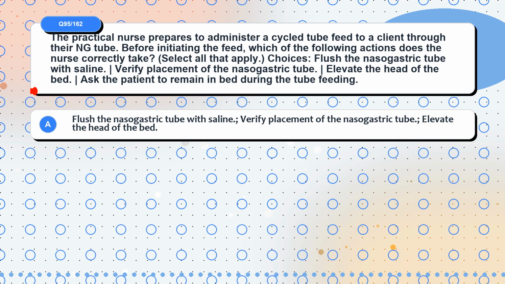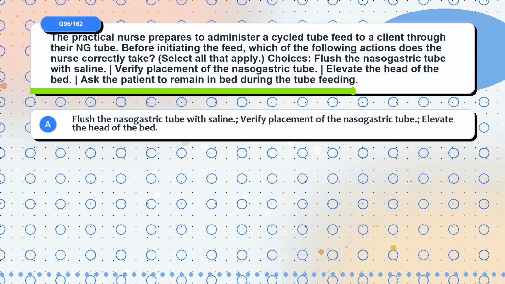Question 95. The practical nurse prepares to administer a cycled tube feed to a client through their NG tube. Before initiating the feed, which of the following actions does the nurse correctly take? Select all that apply. Choices: flush the nasogastric tube with saline. Verify placement of the nasogastric tube. Elevate the head of the bed. Ask the patient to remain in bed during the tube feeding.